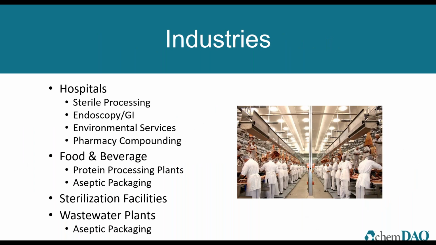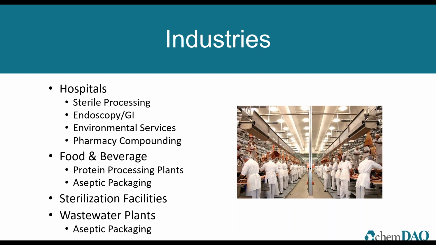Hospital, there's several different industries. Sterile processing: the people who are reprocessing equipment to be used in surgeries or other places in the hospital. The endoscopy or GI lab, reprocessing those endoscopes. Environmental services might use hydrogen peroxide or peracetic acid to fog a room or for other cleaning reasons. And pharmacy compounding, same thing. They're going to be using it for cleaning surfaces after compounding.